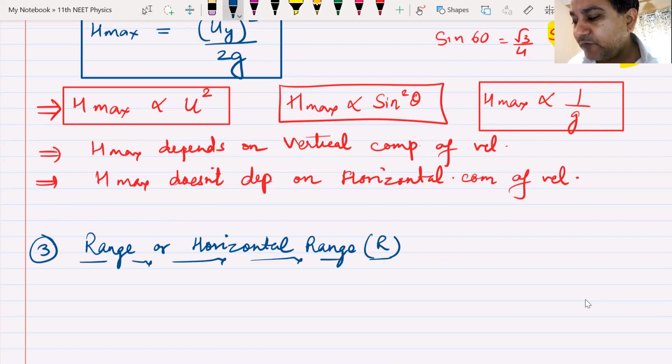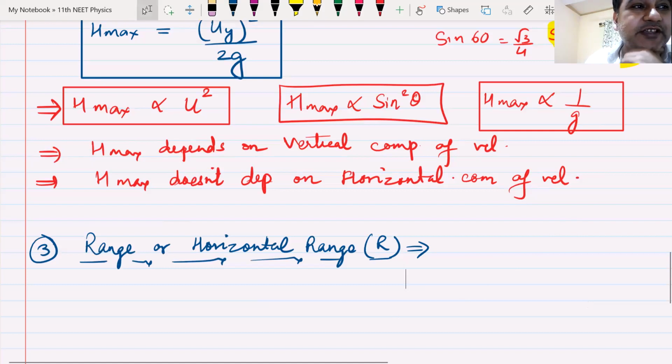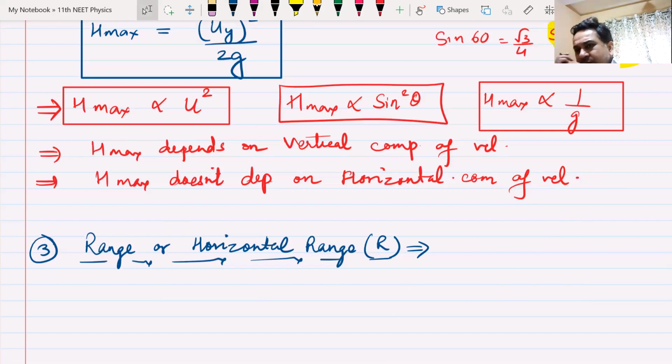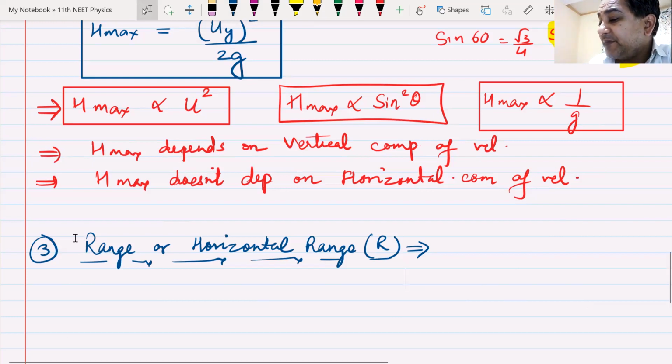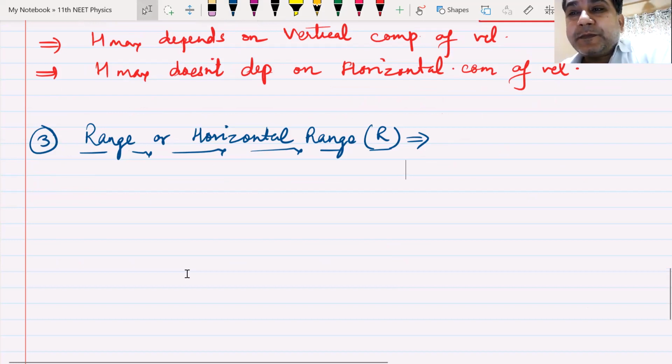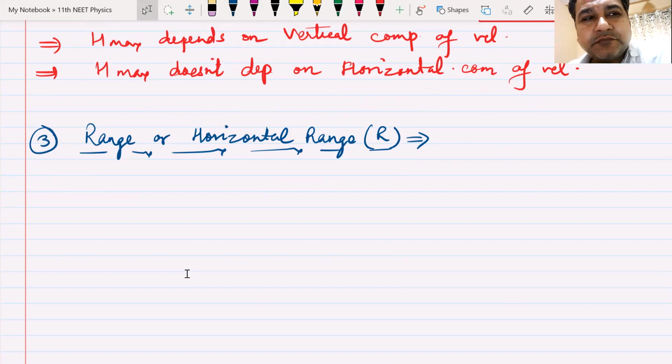Now, horizontal range. First of all, you have to understand and remember the formula for this horizontal range. Anyone can tell me the formula of horizontal range? I would be very pleased and happy. Not expecting though. If you know it, I will be very happy.